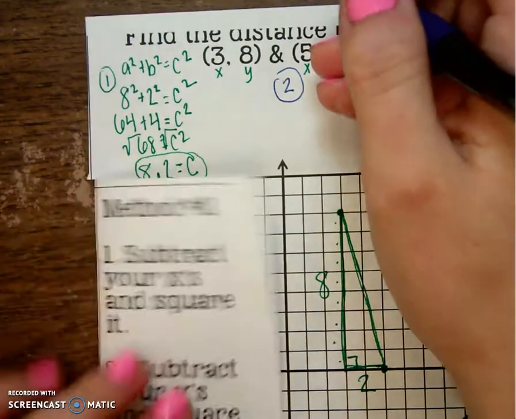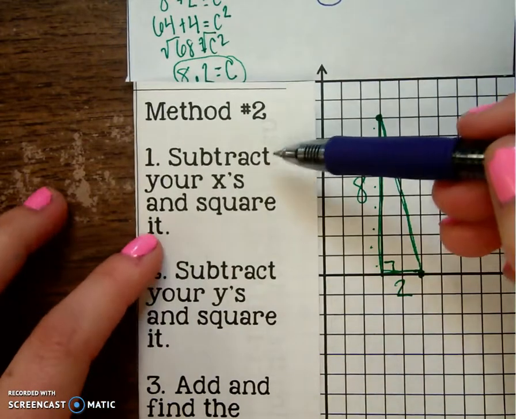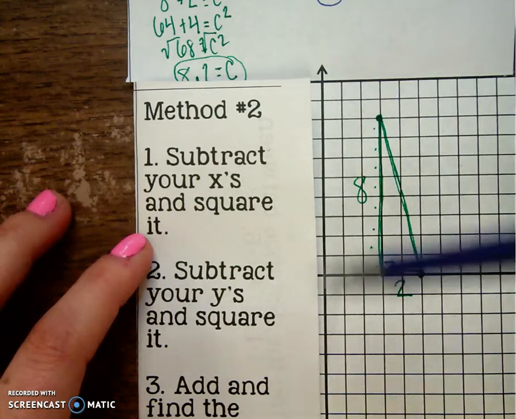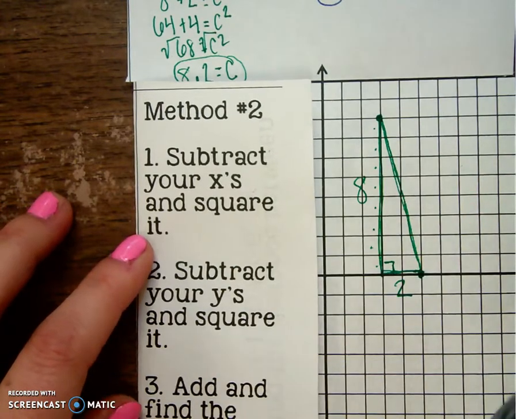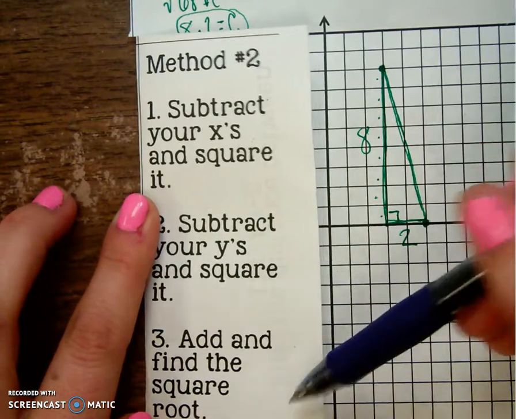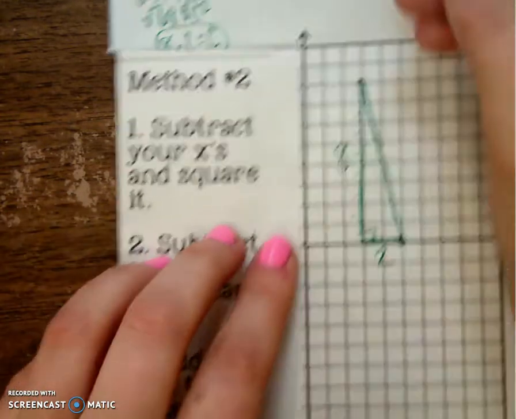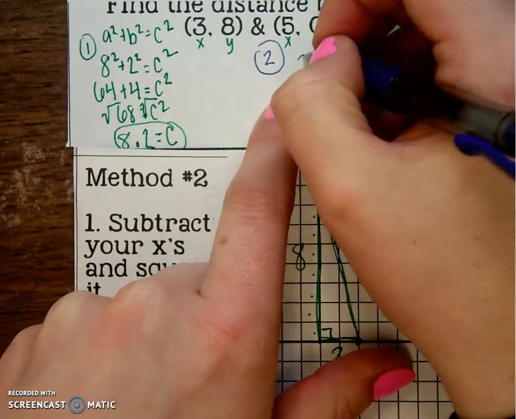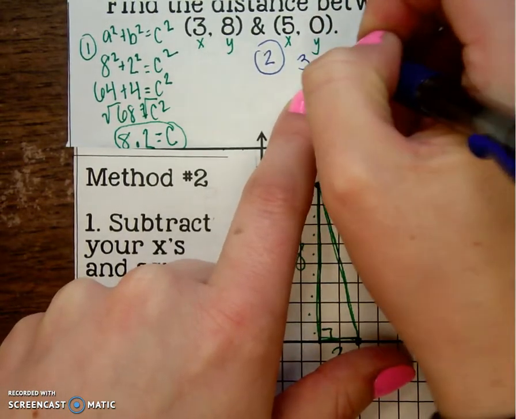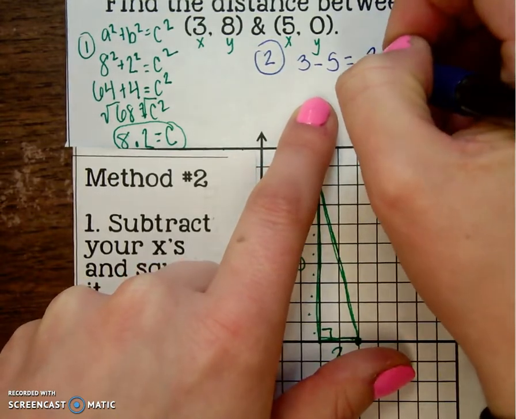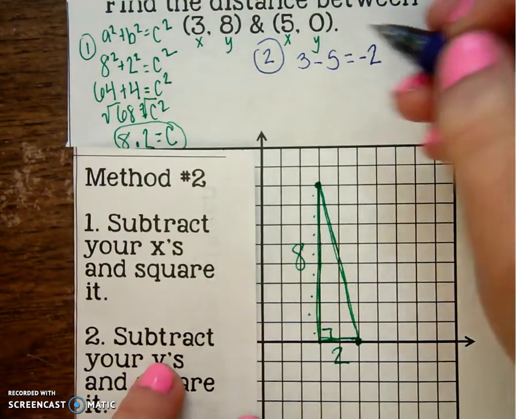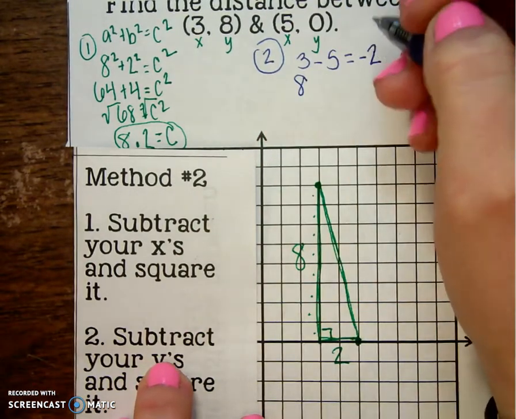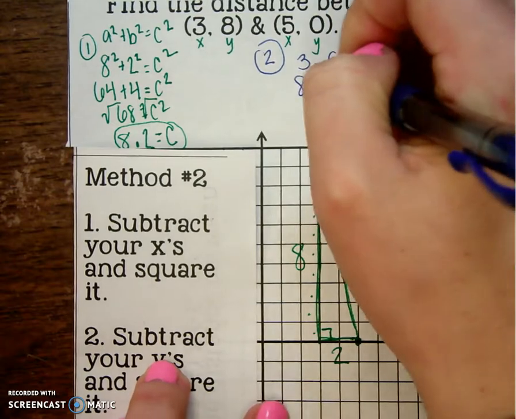Method 2 is on this flap. We're going to subtract our x's and square it, and then subtract your y's and square it, add them together, and find the square root. The first thing is subtract your x's. 3 minus 5 is negative 2. And then subtract your y's. 8 minus 0 is 8.